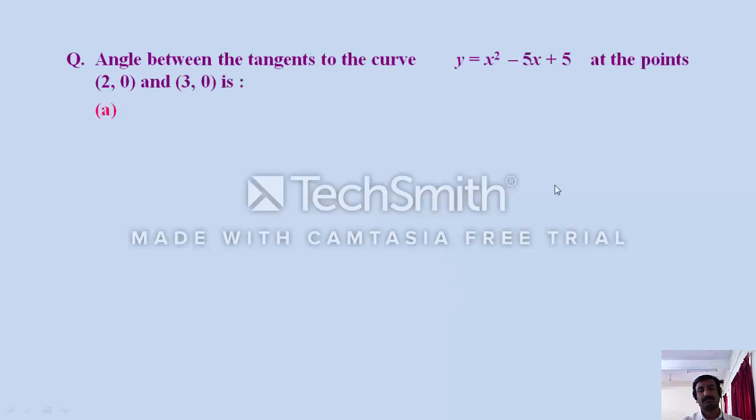So thank you. The next question, we go with a very important problem, which is the angle between the tangents to the curve y equal to x square minus 5x plus 5 at the points (2, 0) and (3, 0). They are asking the angle between the tangents to the curve y equal to x square minus 5x plus 5 at the points (2, 0) and (3, 0).